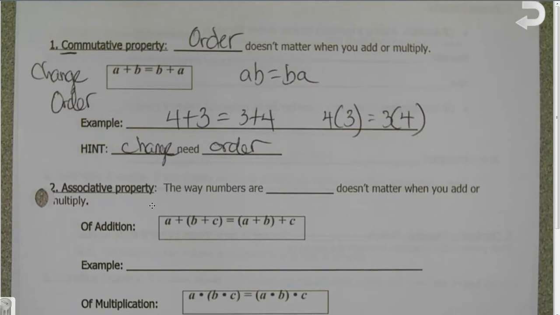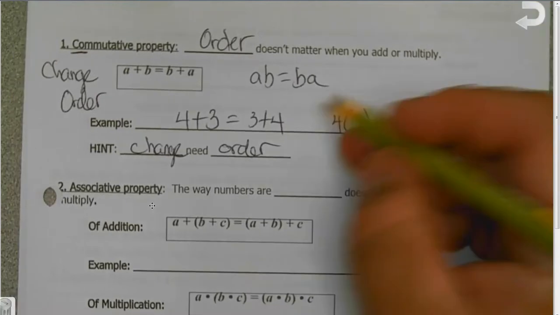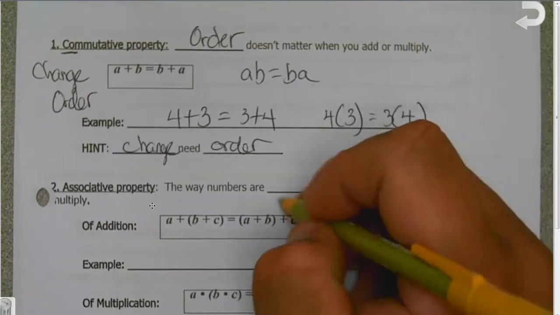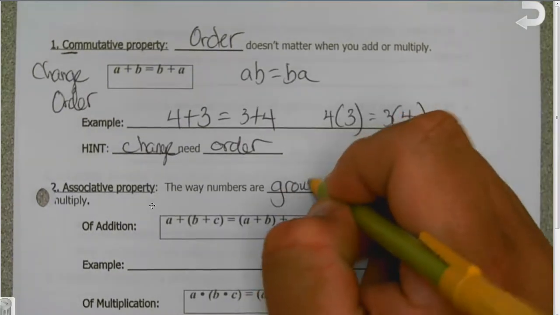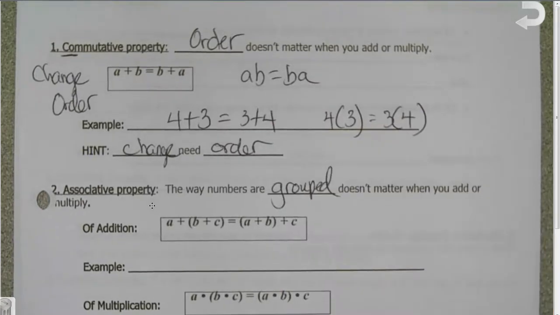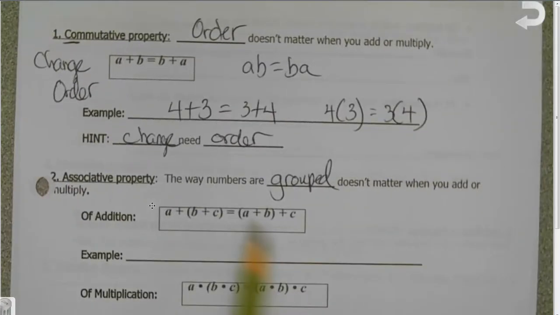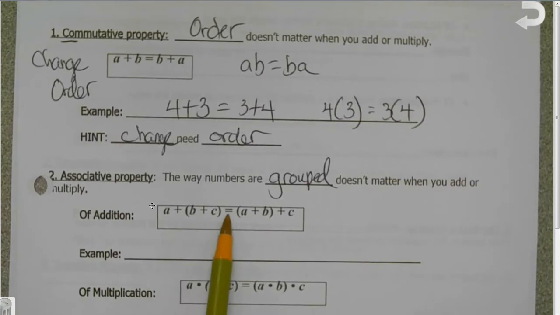The second property is the associative property. And this says that the way that numbers are grouped doesn't matter. The associative is your parenthesis property. If I put the B plus C in parentheses and the A is by itself, that's okay. If I put the A plus B in parentheses and the C is by itself, it's okay.